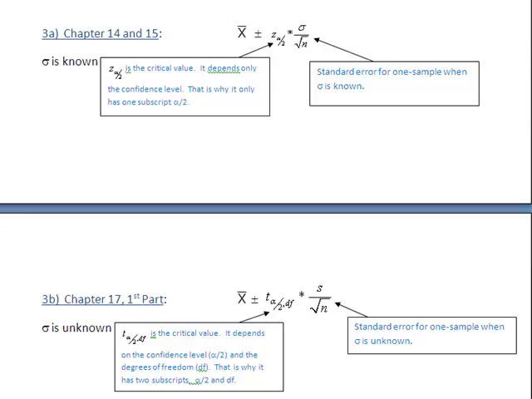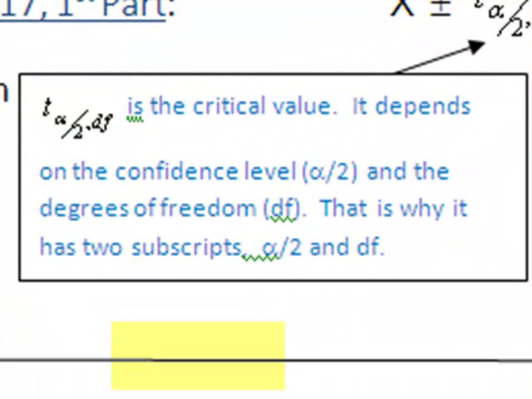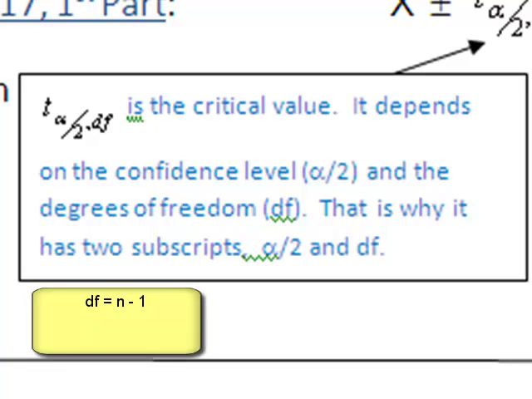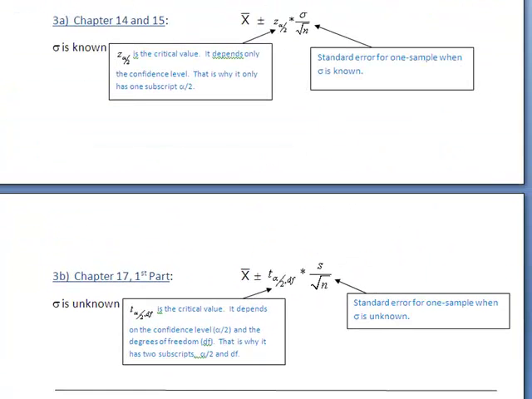And now we need 2 pieces of information to find our critical value. We not only need to know our confidence level, but we need to know what's called degrees of freedom. And remember what degrees of freedom are. They're just n minus 1. So we needed both pieces of information in order to use table C to find our critical value. And the standard error for this particular distribution changed because we're in the t distributions, so the standard error is s divided by the square root of n.